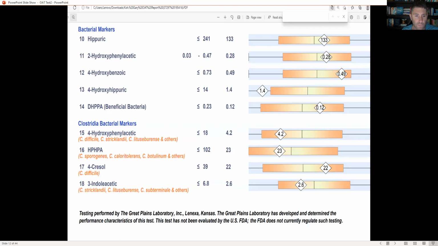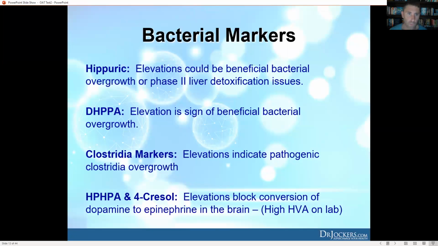And then you can also see that there's Clostridia bacterial markers. So specific markers that are specific for different types of Clostridia species. 4-cresol is a marker that's very specific for Clostridia difficile, which is a normal inhabitant of our gut. But when it's overgrown, it can cause a lot of different problems, particularly a lot of issues with the brain, a lot of issues with gut. And there's a growing condition specifically in hospitals of C. diff that is antibiotic resistant. And so this test will help look at some of that.